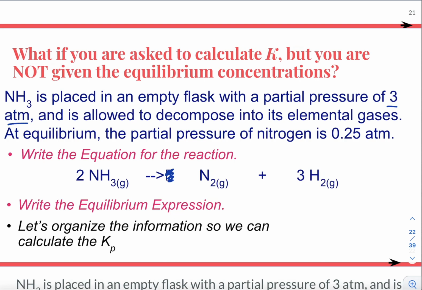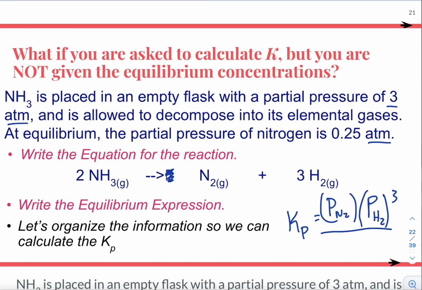So now let's write the equilibrium expression. Okay, we're given atmospheres, so we're going to be writing Kp. So we would write our pressure of N2, our pressure of H2 to the third power, and then our pressure of NH3 squared. So that's going to be our equilibrium expression.